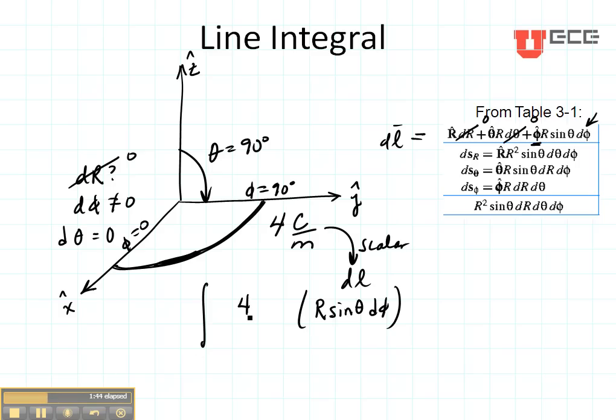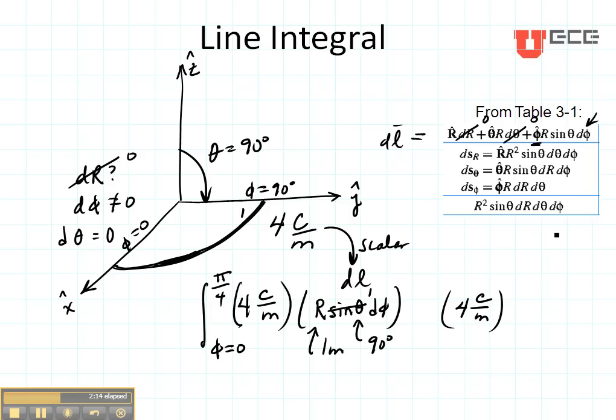Over here, I'm going to put in my function, 4 coulombs per meter, and the thing that was varying was phi, and it goes from 0 to pi by 4. Now I need to look at these other variables such as r, and let's say that this radius is 1 meter, and then I need to look at theta, which is 90 degrees, right here. So sine of 90 degrees is 1, r is 1 meter, so I'm just going to integrate this as a function of phi. 4 coulombs per meter, r was 1, sine of theta was 1, phi goes from 0 to pi by 4.